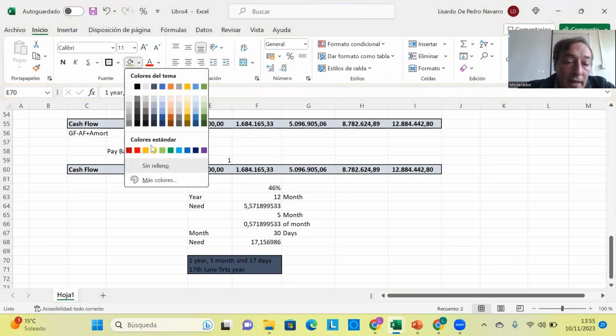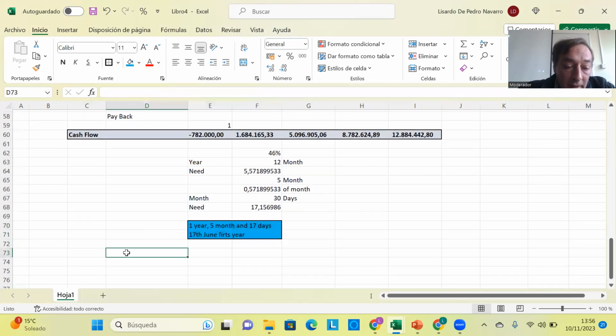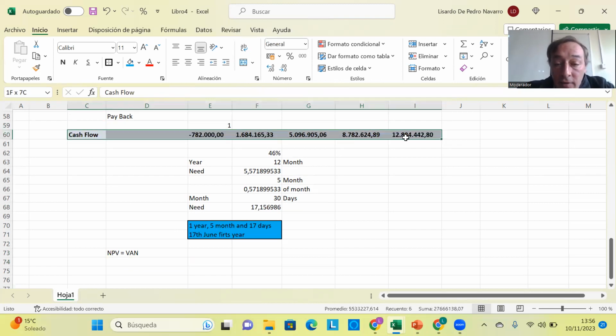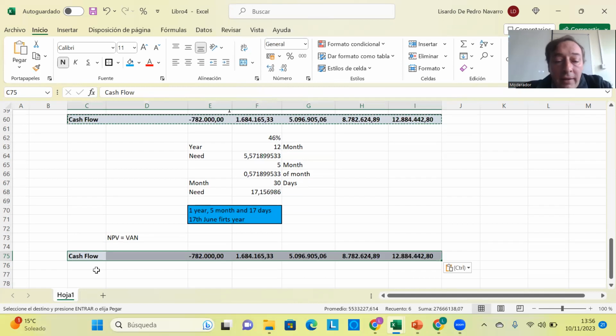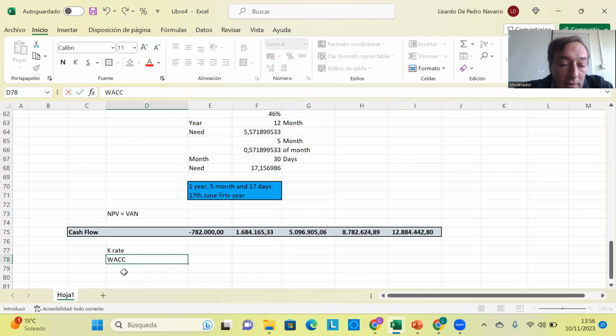We are going now to continue with the net present value, the VAN in Spanish. So we take again the cash flow, and we have to calculate the K rate that we are going to use for this. As we mentioned, in many companies today, they use the WACC.